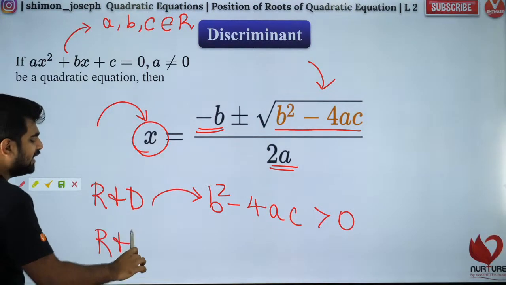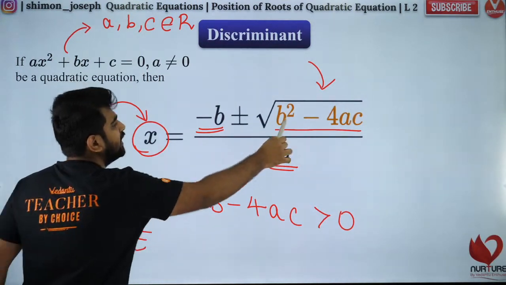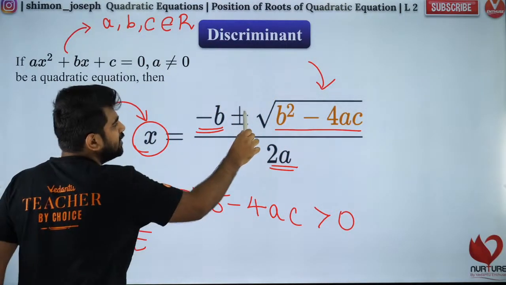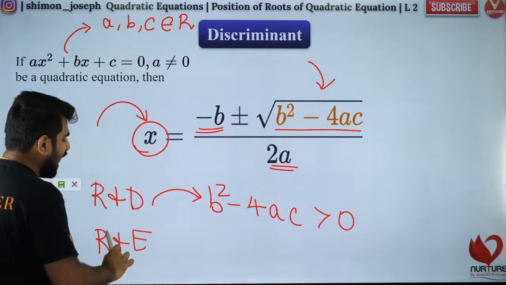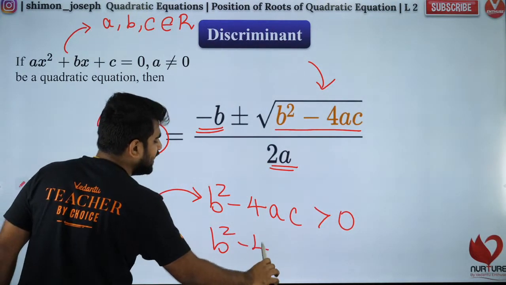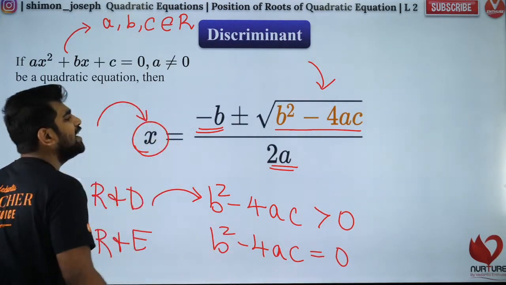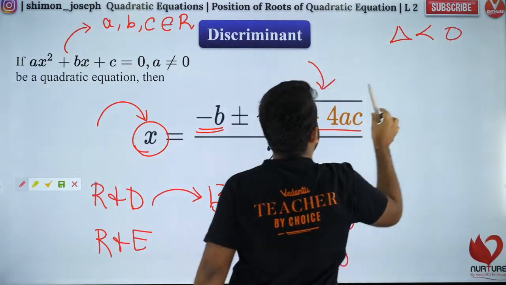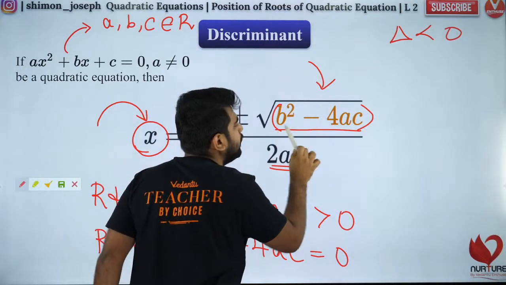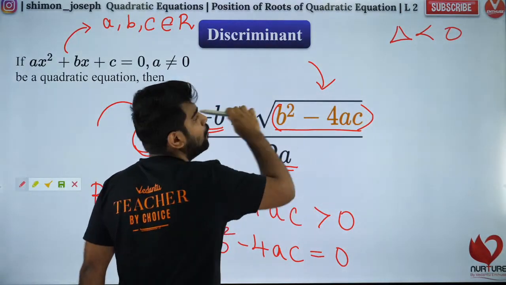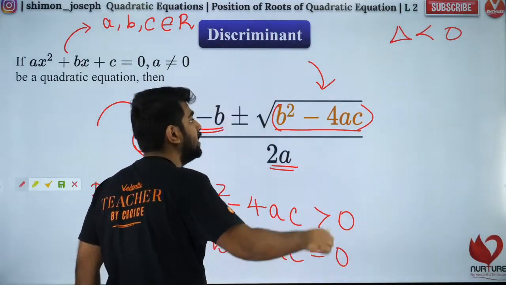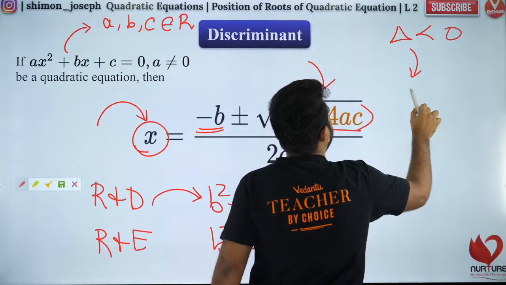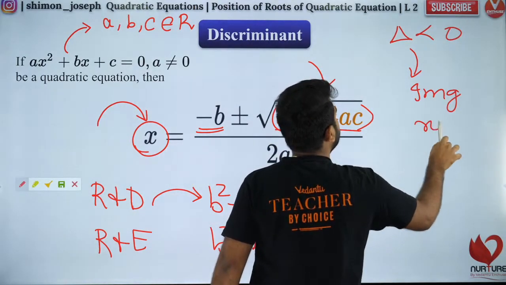You will have real and equal roots if your discriminant is 0. Why equal? Because if the square root is 0, then both the roots will be minus b by 2a, because this plus or minus will become 0. But if your discriminant is negative, what will happen? Then the quantity under the root will be negative. The square root of a negative number is not defined in real numbers. It will be an imaginary value. That is why if delta is less than 0, you will have imaginary roots.